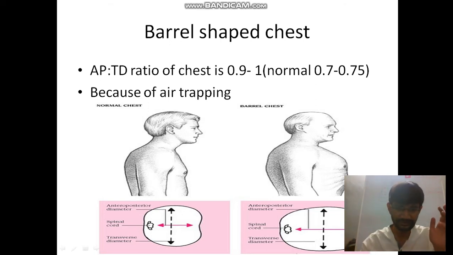You can see in this figure, this is a normal person. See, the transverse diameter is more compared to the anterior posterior diameter here. But in patients of COPD, the anterior posterior diameter is almost equal. Okay, not the same, but it is almost equal to the transverse diameter. This is known as barrel shaped chest. This is the second major important sign.